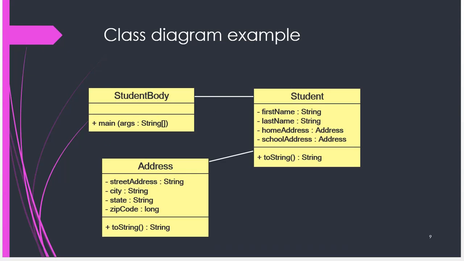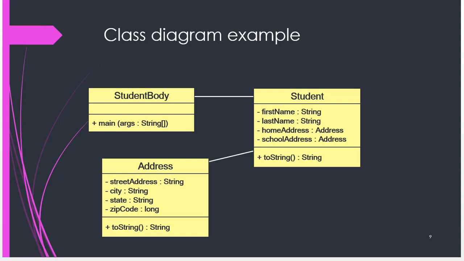In a class diagram, the lines show the connections between the various classes. Each yellow rectangle shows a class. So we've got the student body class that only contains the main method for running the application. Then we've got the student class, which has certain variables like first name and last name, which have the data type string, as well as our home address variable, which has the data type address.